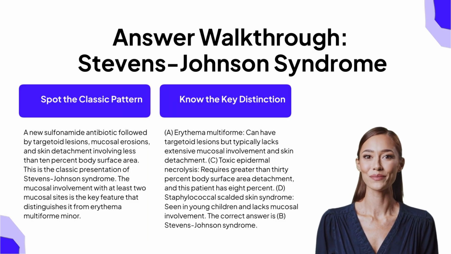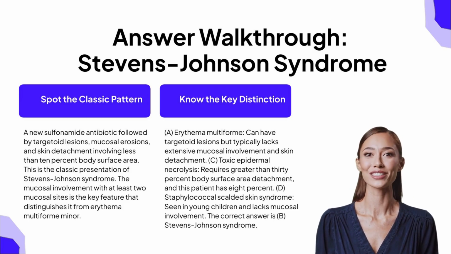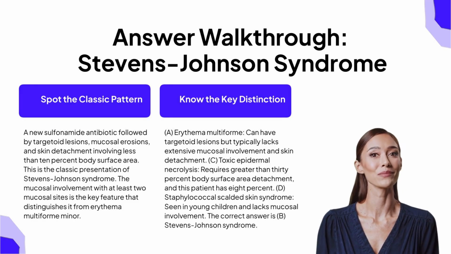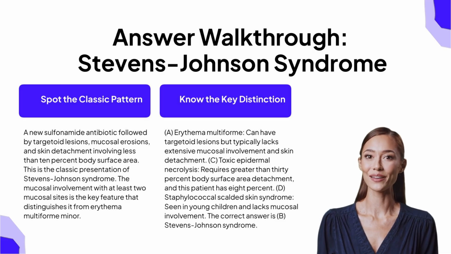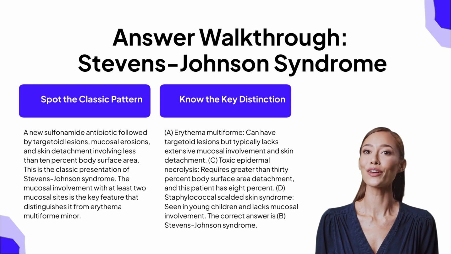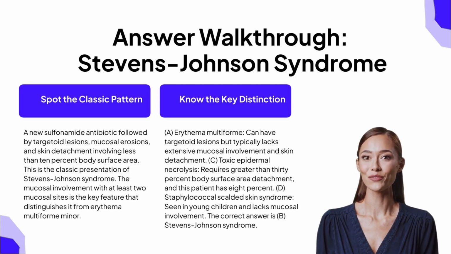Spot the classic pattern. A new sulfonamide antibiotic followed by targetoid lesions, mucosal erosions at 2 sites, and skin detachment involving less than 10% body surface area. This is the textbook presentation of Stevens-Johnson syndrome. Now know the key distinction. Erythema multiforme can have targetoid lesions, but typically lacks the extensive mucosal involvement and skin detachment. Toxic epidermal necrolysis requires greater than 30% body surface area detachment, and this patient only has 8%. Staphylococcal scalded skin syndrome is seen in young children and does not involve the mucosa. The correct answer is B, Stevens-Johnson syndrome.